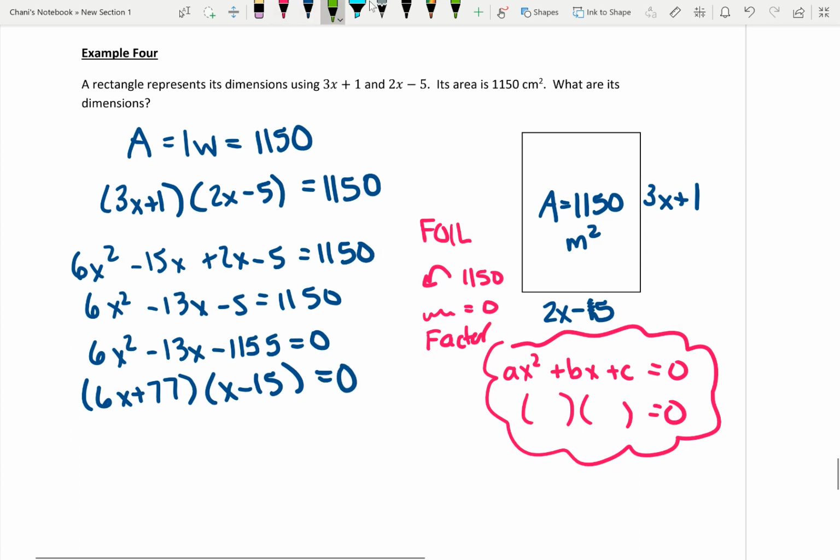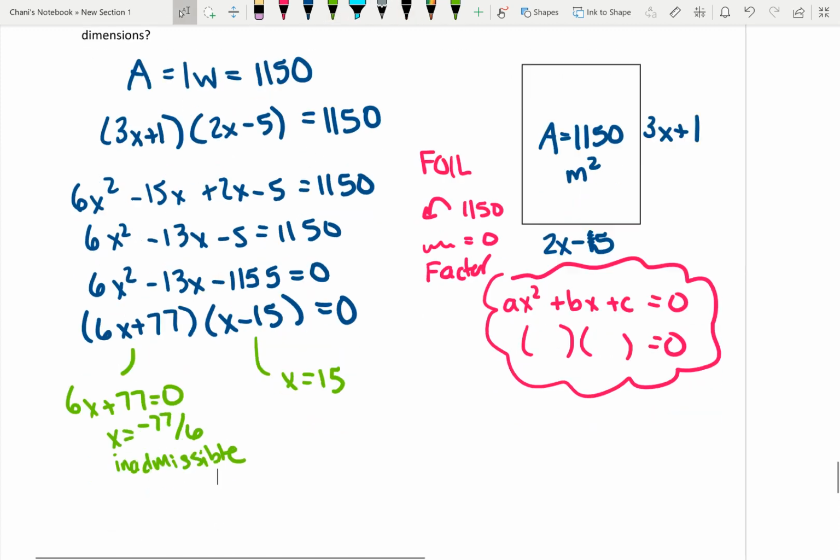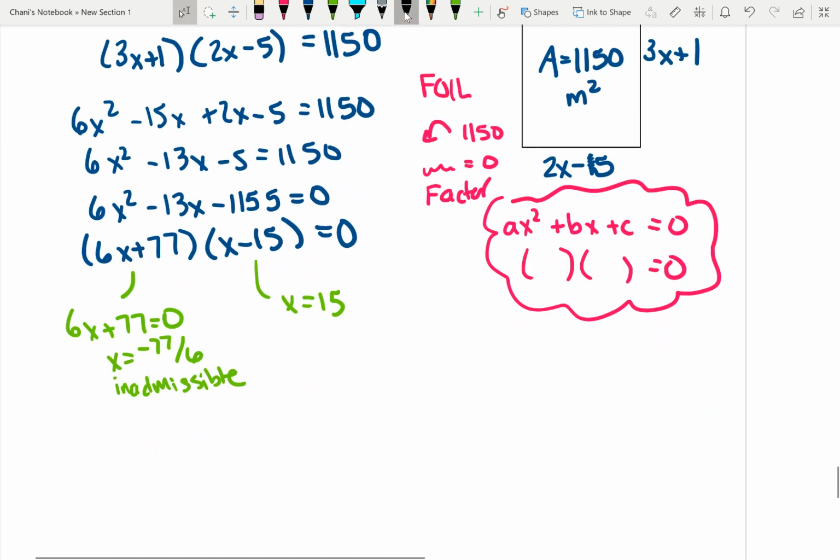Okay, so to solve this, you would set this equal to 0. So you get x equals negative 77 over 6, or you set this to 0, so you'd get x equals 15. So this answer here is inadmissible. You would get negative side lengths, which doesn't make sense. So the question asks for its dimensions. Now that I know that x is 15, I can put that into each of these expressions to find the length and the width.